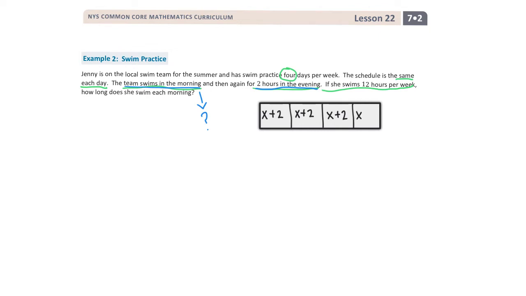And again, x represents the amount of hours she swims in the morning, which we do not know. But we know our total amount of hours between the 4 days is 12 hours. To figure out what x represents, what we need to do is add up the amount of hours we know that she is swimming in the evening. So to do that, I know that she practices for 4 days per week times 2 hours for the evening. 4 times 2 is going to give us a total of 8 hours for the evening.